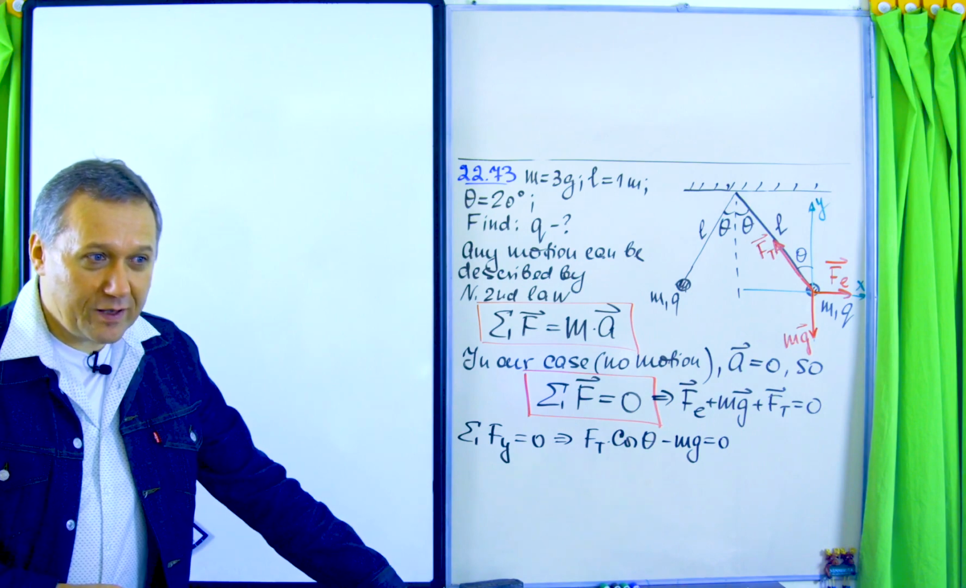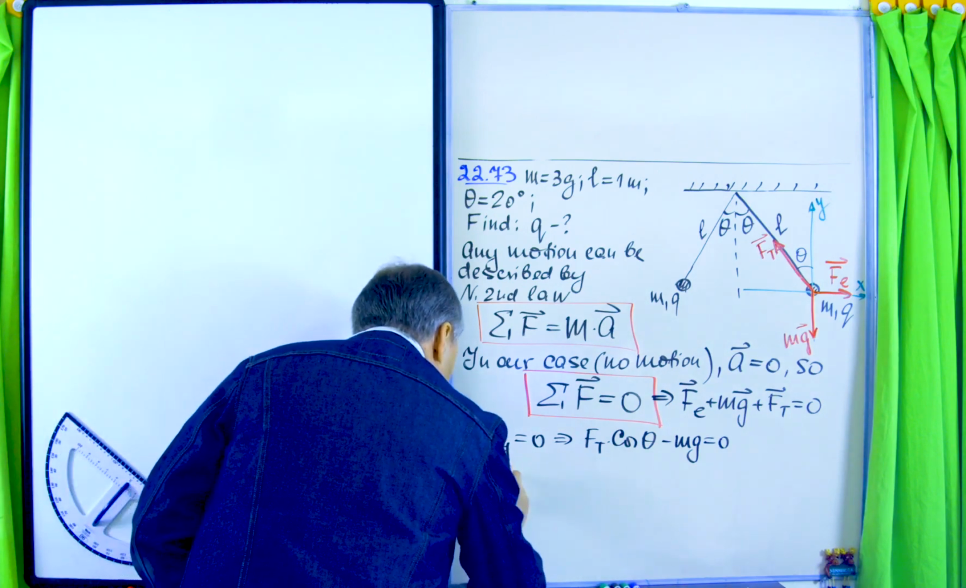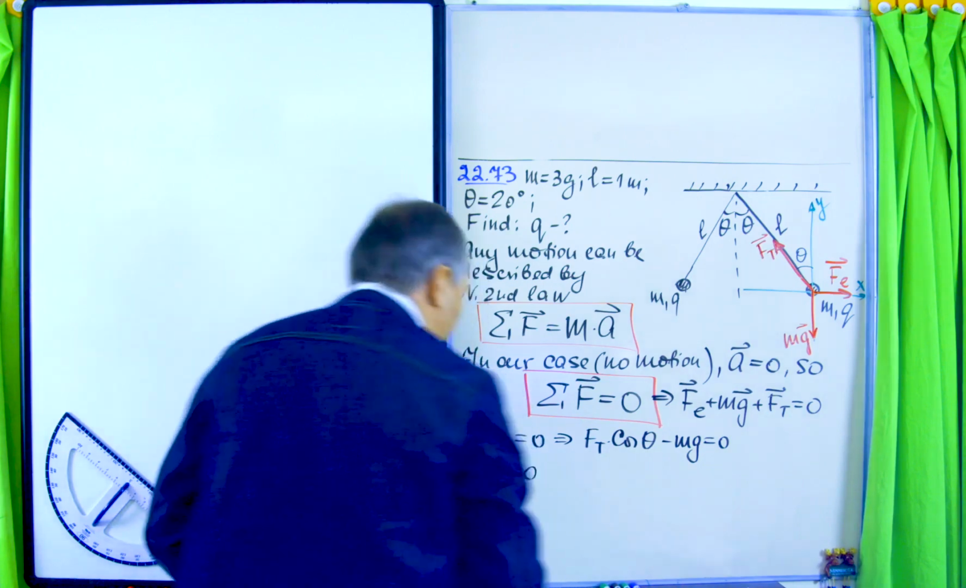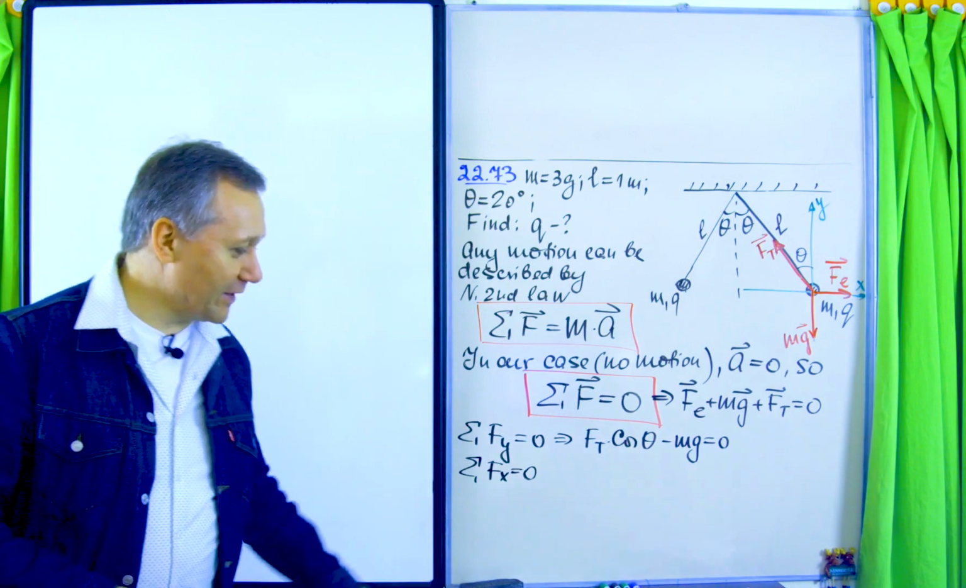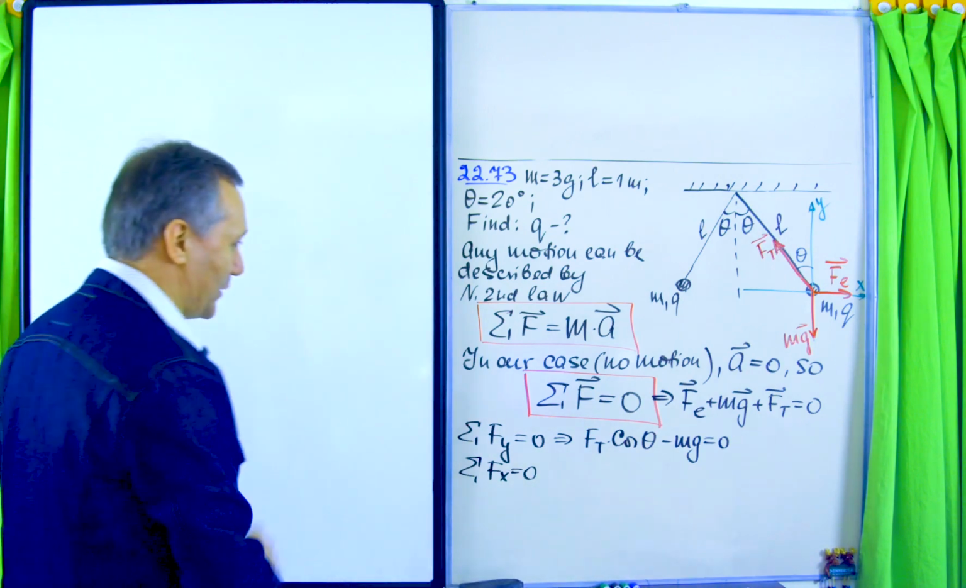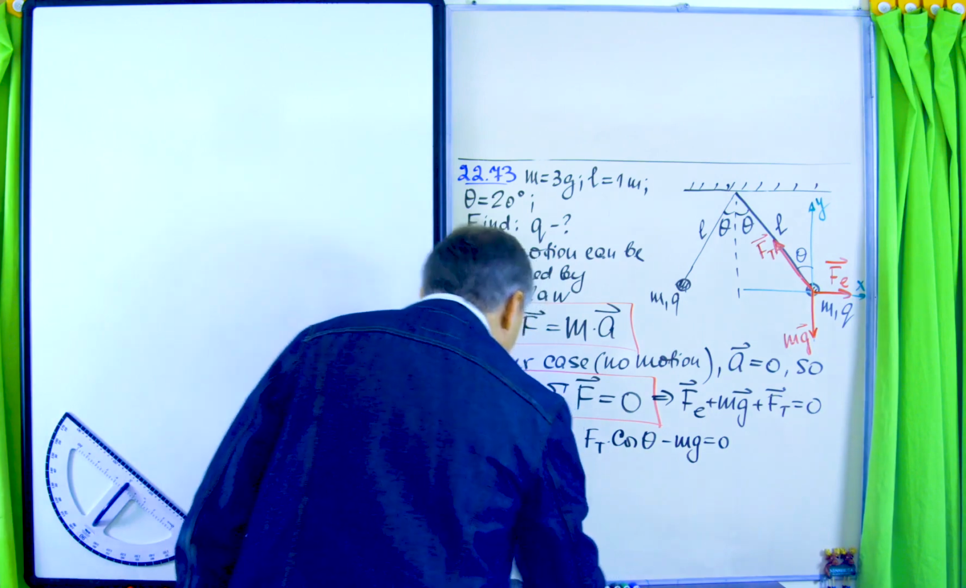Now let's do the same for the x components. So we need to balance all x components. I'm getting closer to the bottom of the board and it's more and more difficult. I have here a flat surface, more and more difficult to write. All right, so let's do the same for the x components.